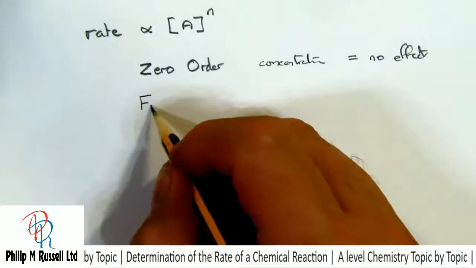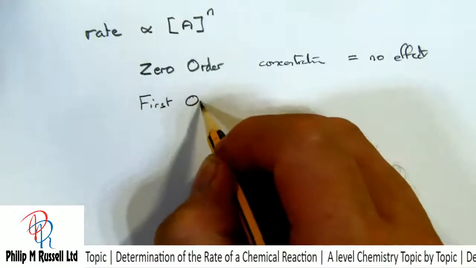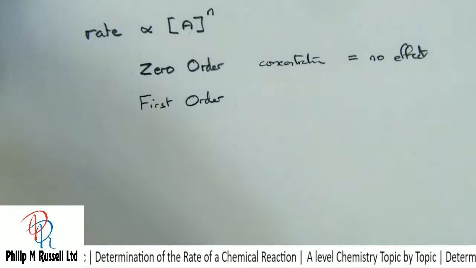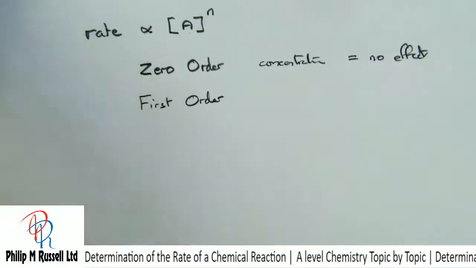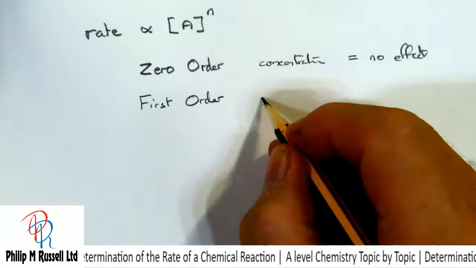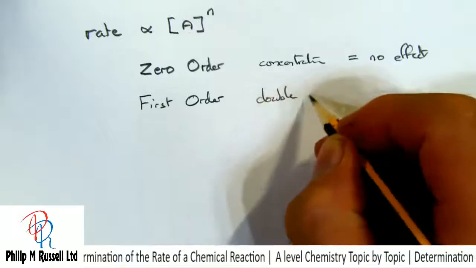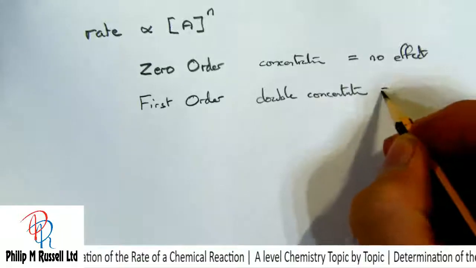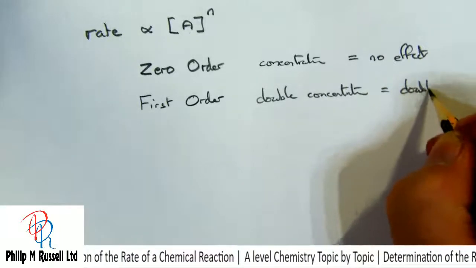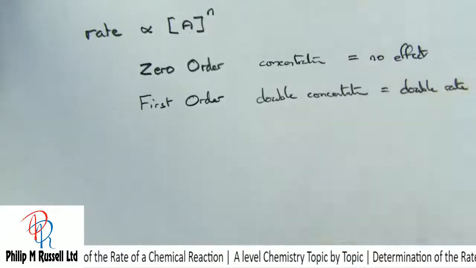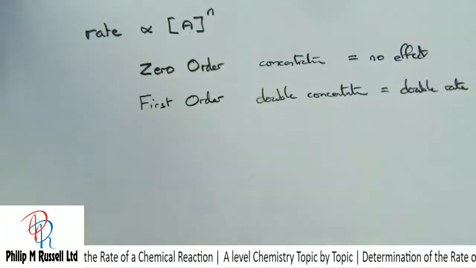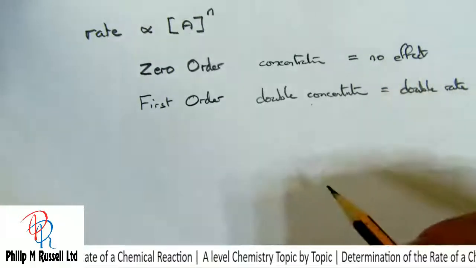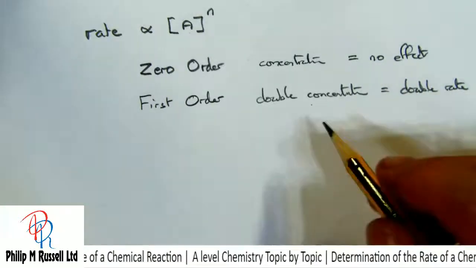Our next one is we could have a first order reaction. And basically, when we've got this, if you double the concentration, then you basically double the rate of the reaction. If you triple the concentration, you would triple the rate of the reaction, and similar.